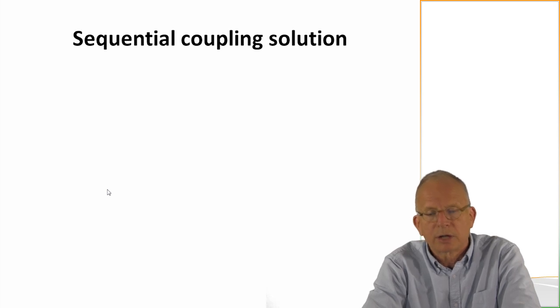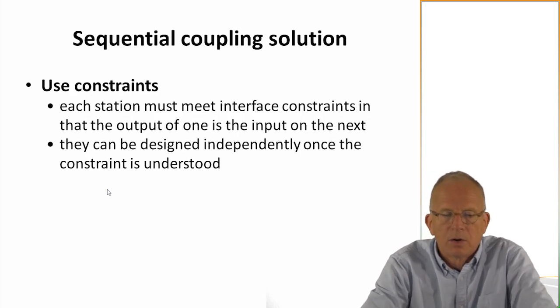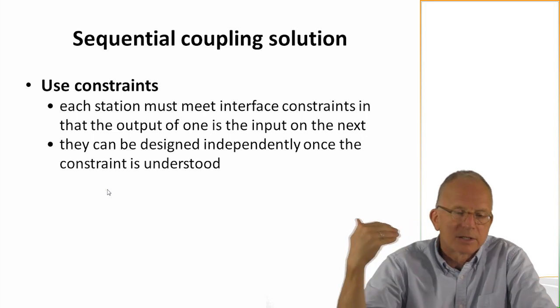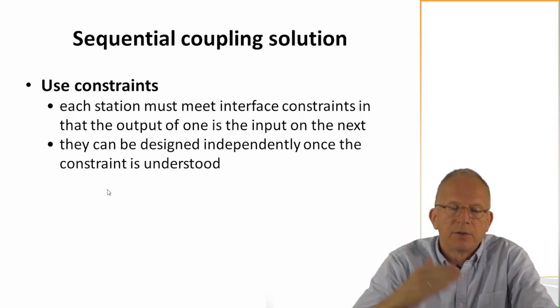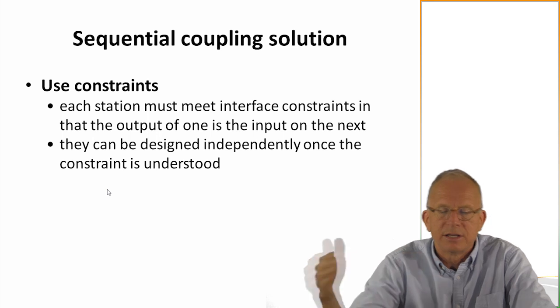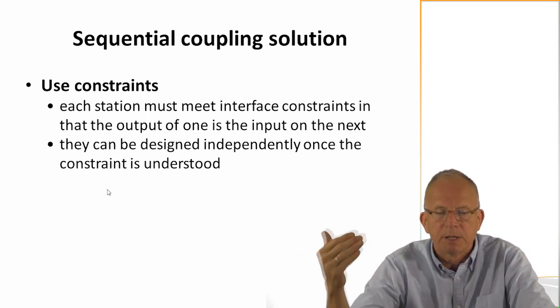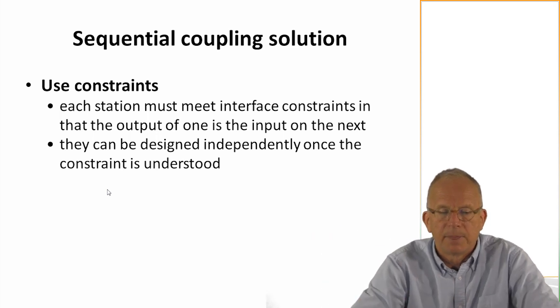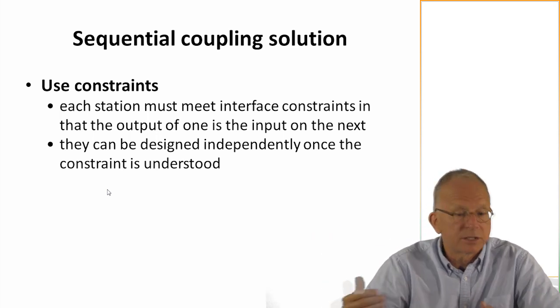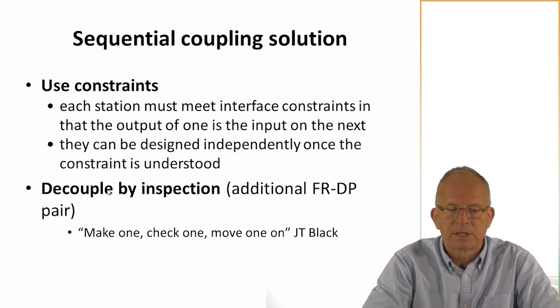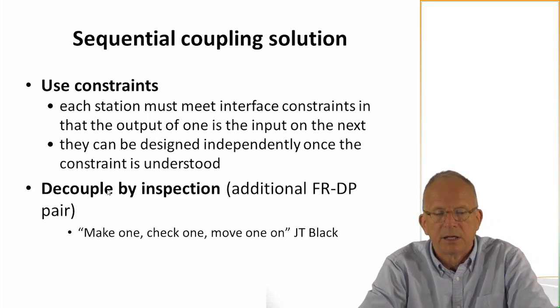So, sequential coupling solutions. One is, how do you address this? Well, use constraints, so that on exiting each station in a sequence of operations, the output must meet certain criteria. And then the stations can be designed independently once that constraint is understood.